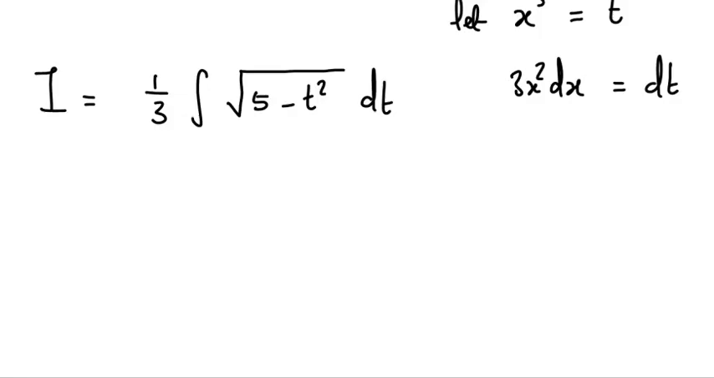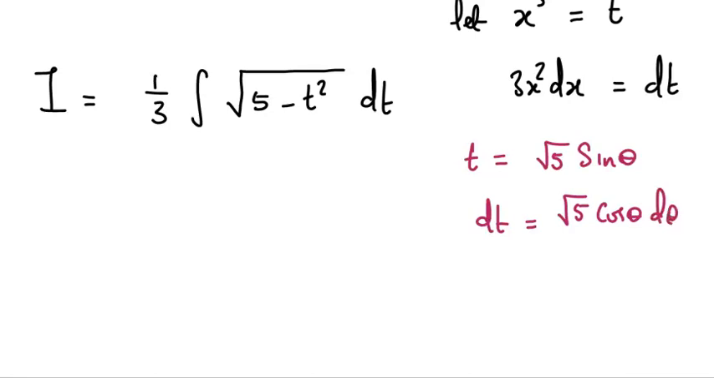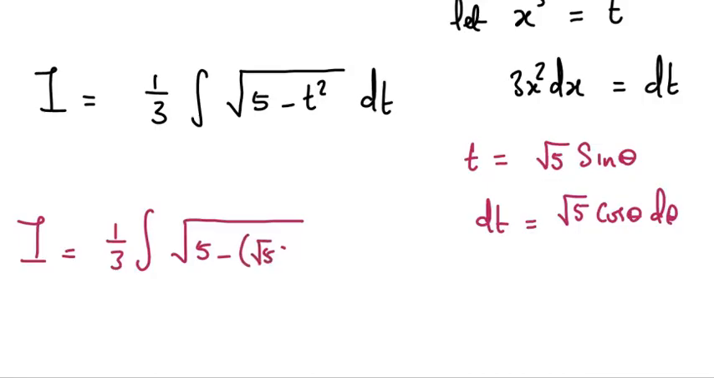Now with the sine substitution, our t is going to be equal to root of 5, because when you square it you get 5, then you can take out the 5 which is common, multiplied by sine of theta. Then differentiate both sides, we get dt is equal to root of 5 multiplied by cosine of theta d theta. So I is equal to 1 by 3 multiplied by the integral of the square root of 5 minus root of 5 sine of theta whole squared, and then dt is square root of 5 cosine of theta d theta.